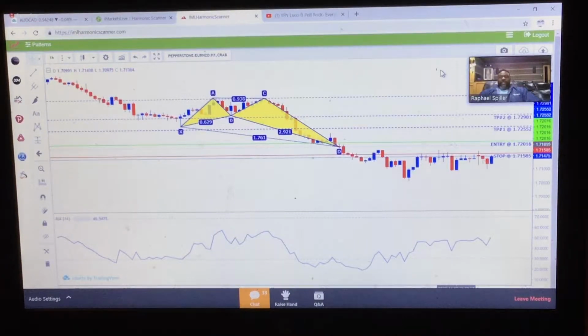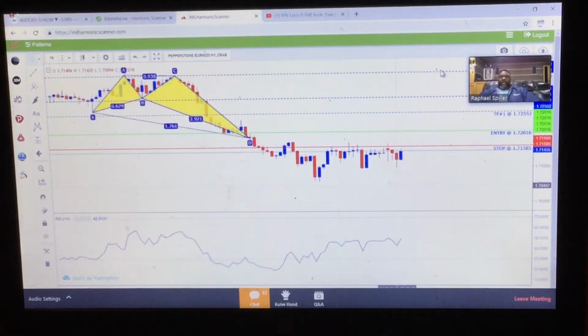And so what the harmonic scanner does is say, okay, we believe this trade is going to get to this level with the entry point of 1.72061. It believes it's going to get to that level, break through that level, take profit 1, take profit 2, and probably take profit 3. Now, there are no guarantees with this, but let's go over this so that you can see it.